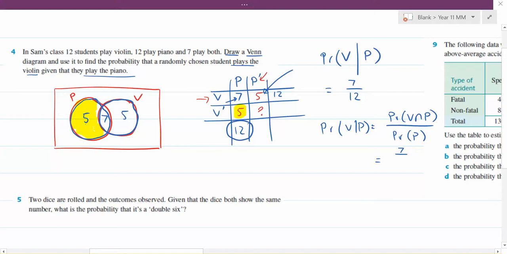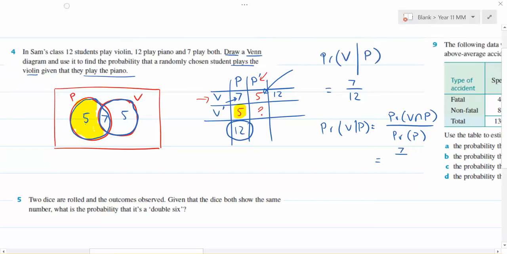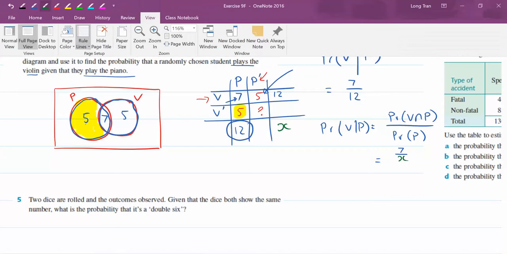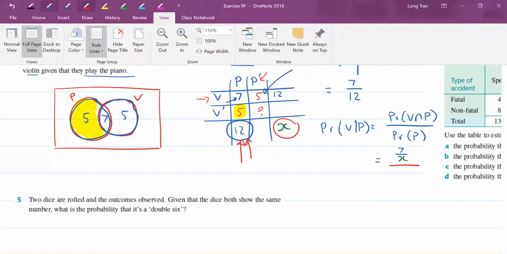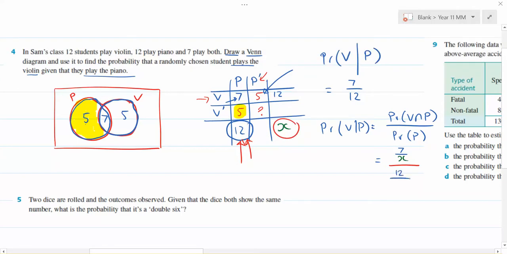It still works out. This might confuse you, but I want to say there are X total people overall in this class. We don't know how many. So the chance is 7 out of X students play violin and piano. Then that's divided by the probability of playing piano, which we have 12 people in total out of, so 12 out of X there.